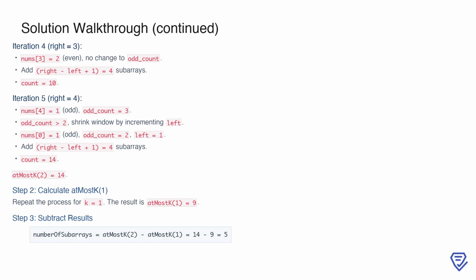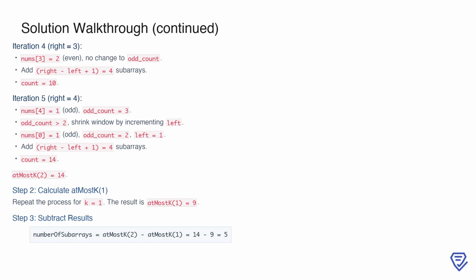In the fifth iteration, nums[4] is 1, an odd number, increasing odd_count to 3, which exceeds the limit. To adjust, we shrink the window by removing nums[0], reducing odd_count to 2 and moving left to index 1. We then add 4 subarrays: [2,1,2,1], [1,2,1], [2,1], and [1]. This results in a final count of 14 for at most k, 2.